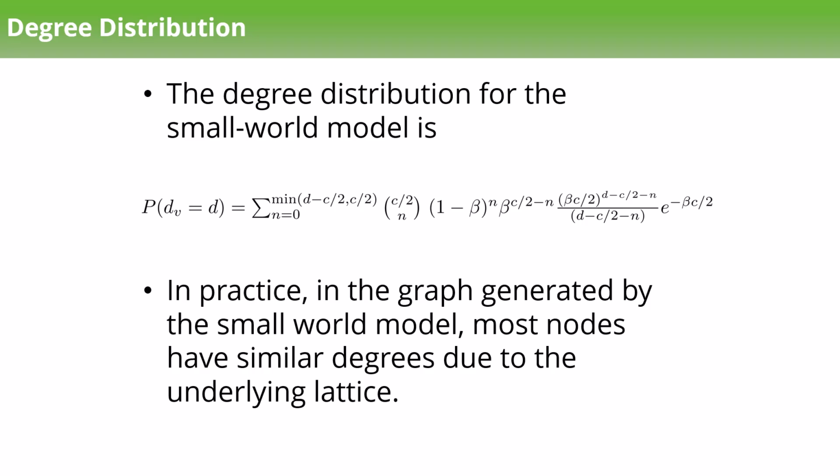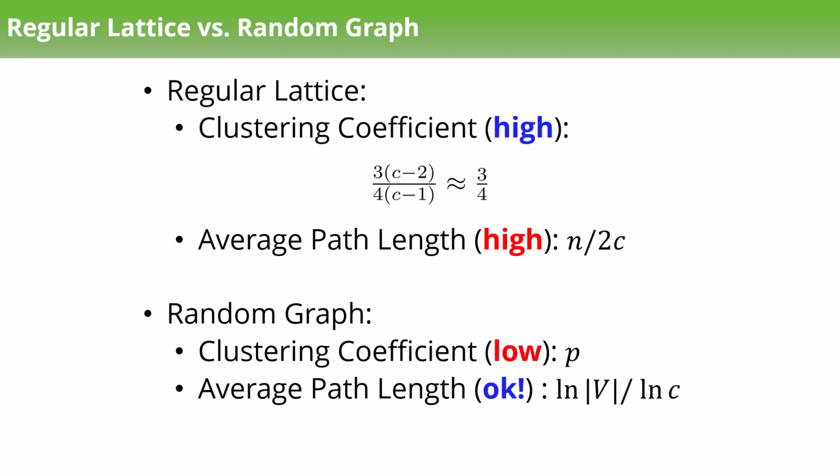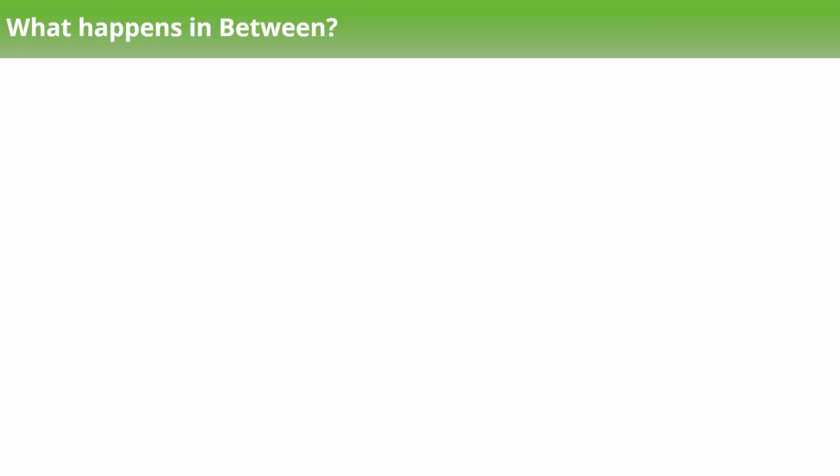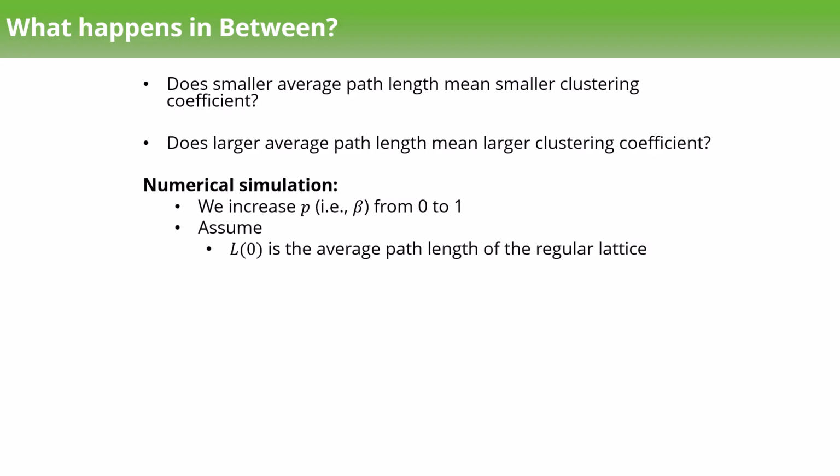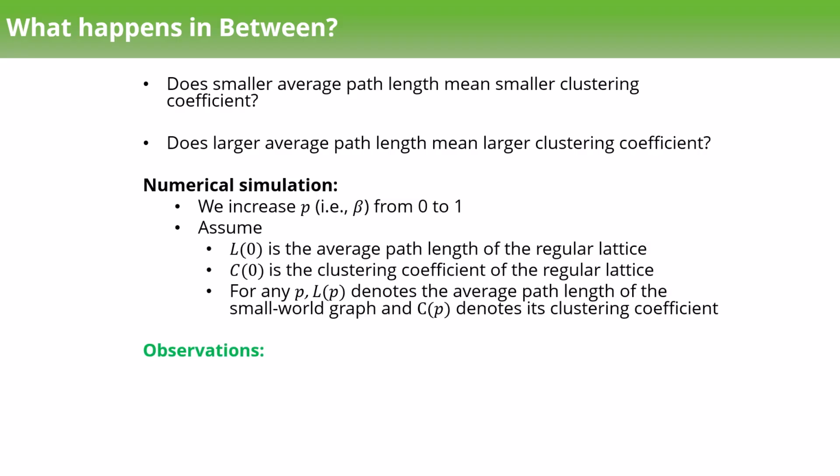So the next one is degree distribution, the degree distribution of the real world small world network. So this is the regular lattice versus random graph. Then what happens in between? Here the observation is: average path length decreases very quickly, but clustering coefficient decreases slowly.